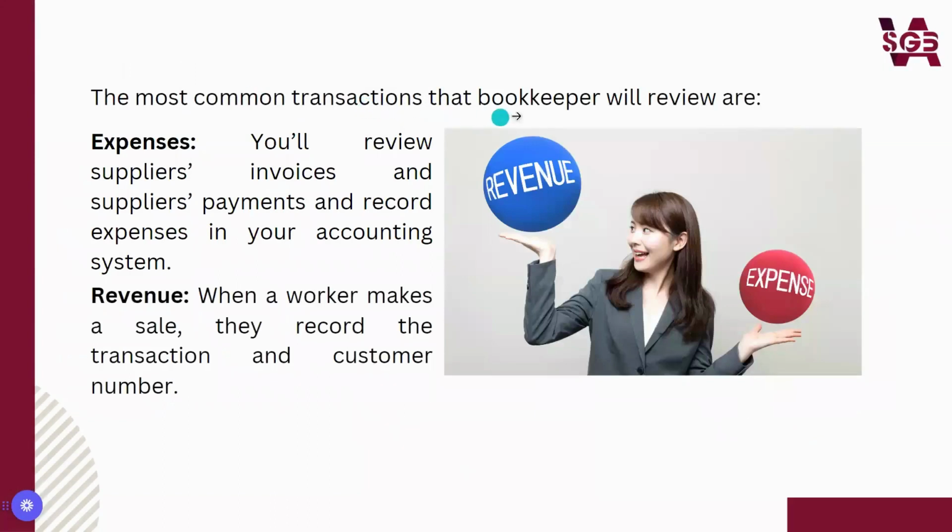The most common transactions that a bookkeeper will review are expenses and revenue. For expenses, you will need suppliers' invoices and suppliers' payments so that you can record your expenses in QuickBooks. Even if you're using QuickBooks and QuickBooks makes everything convenient and automated, you still need soft copy and hard copy of the invoices. Also, in return, as you do a lot of sales or transactions with customers, you need to provide them invoices as well.